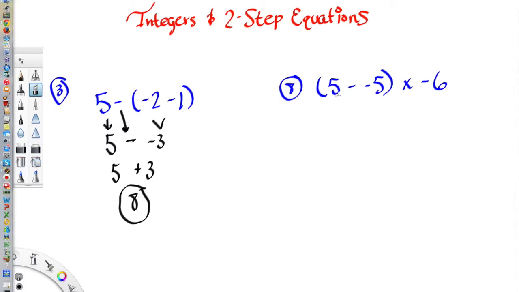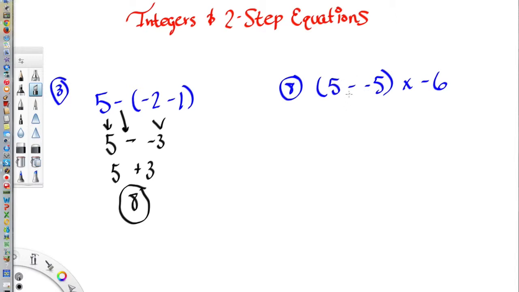Number 8, again, I have parentheses. I need to follow the order of operations. Remember, you can always pause, rewind, or fast forward. Inside my parentheses, I have a 5 minus a negative 5 times a negative 6.